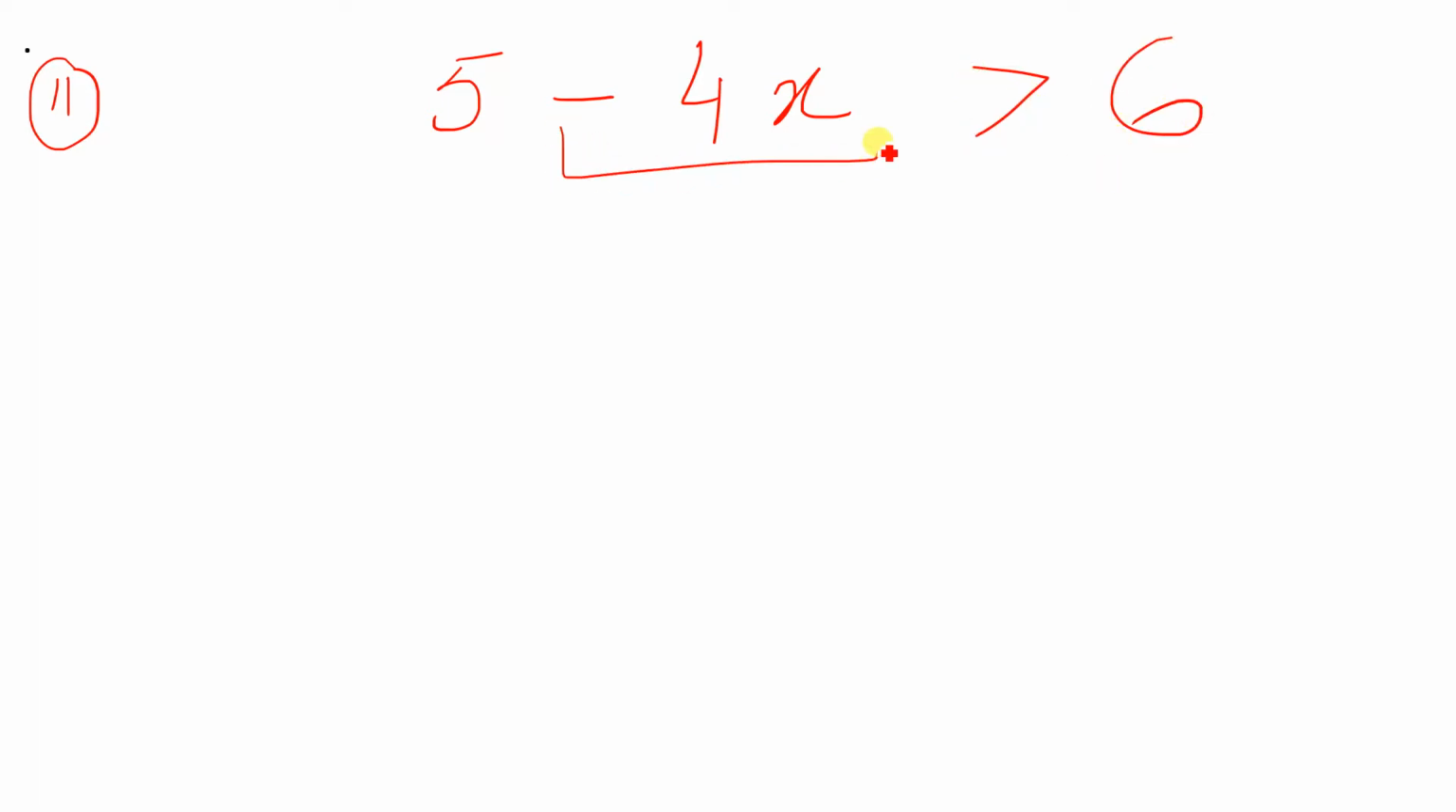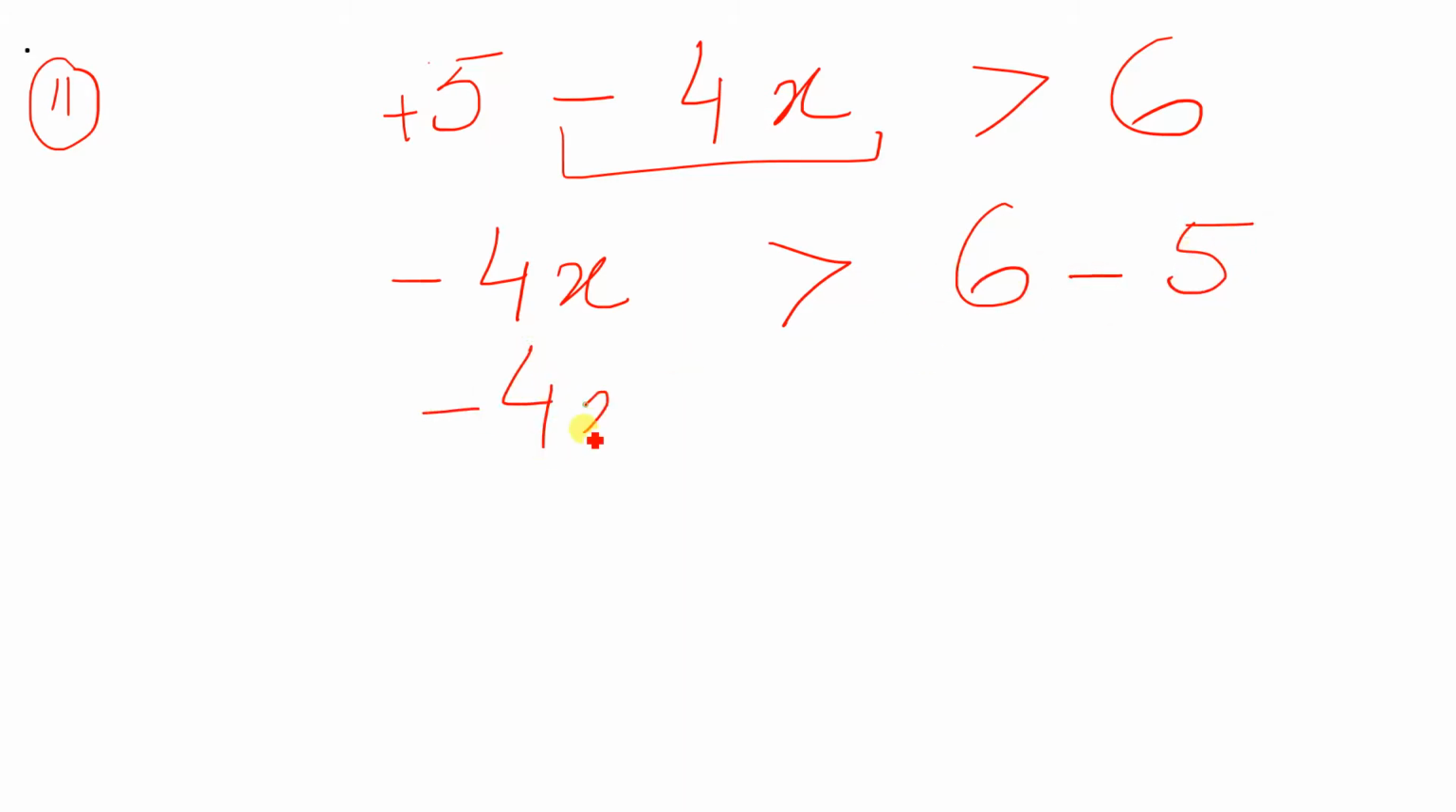Next is question number 11, and we have 5 - 4x is greater than 6. So see, this -4x will remain the same on the left hand side, and the 6 will remain the same. We have to take the transpose. Here there is no sign, which means this is positive, so on the other side it will be -5. -4x is greater than 1.